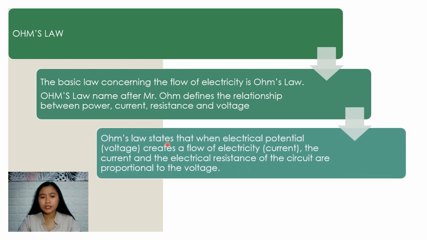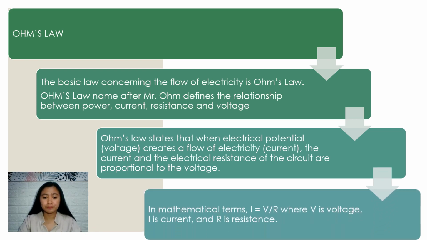Ohm's law states that when an electrical potential, or the voltage, creates a flow of electricity, or the current, the electrical resistance of the circuit and the current are related to the voltage. So that is the relationship between the three. Current and voltage are directly proportional, but these two are inversely proportional with the resistance.